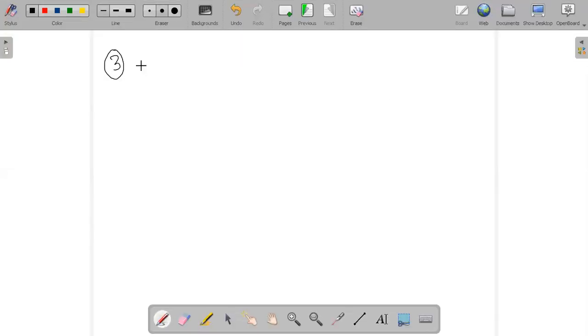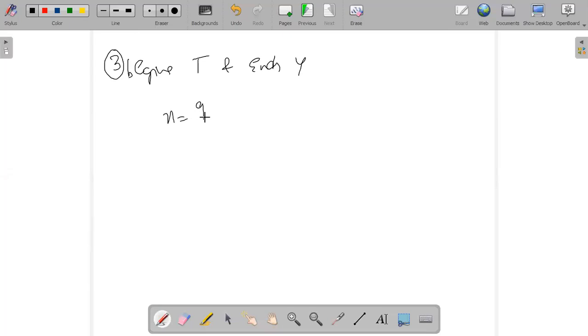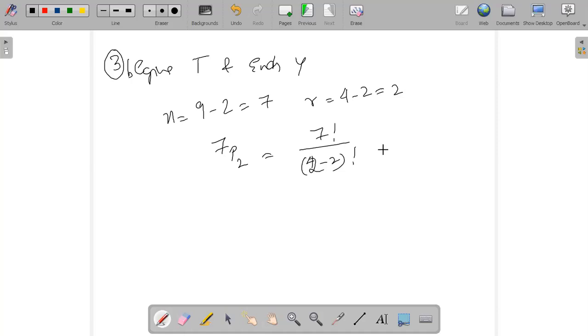Each word begins with T, and N will be 7 and R will be 2. So 7P2. The answer will be 42. Yes, 42.